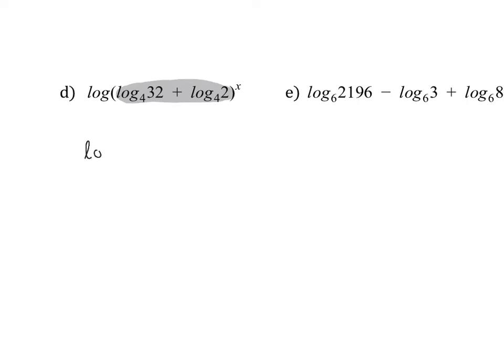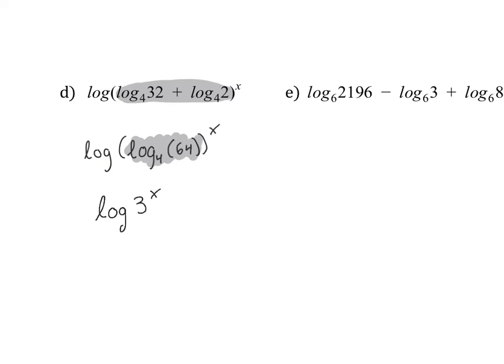So we have the common log of the log base 4 of, and remember, since it's a sum of two separate logarithms, we can condense it by taking the product of 32 and 2. So 32 times 2 is 64, and all of that is to the power of x. Now let's see if we can simplify this. We're saying 4 to what power is 64? Oh, it's 4 cubed. So that logarithm is actually just equal to 3.